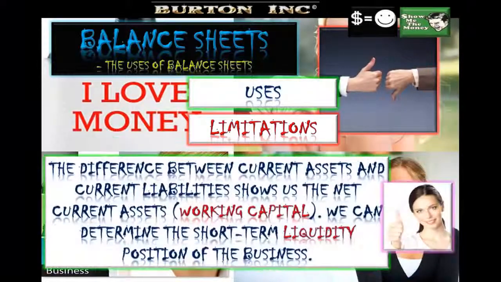Show me. We can see immediately whether a firm is liquid or not because we can assess their working capital figures straight away. So we can have a look. The information is right there in front of us. The difference between current assets and current liabilities is given as net current assets. We know that net current assets is working capital. We can then assess whether there is short-term liquidity within the business or short-term illiquidity.